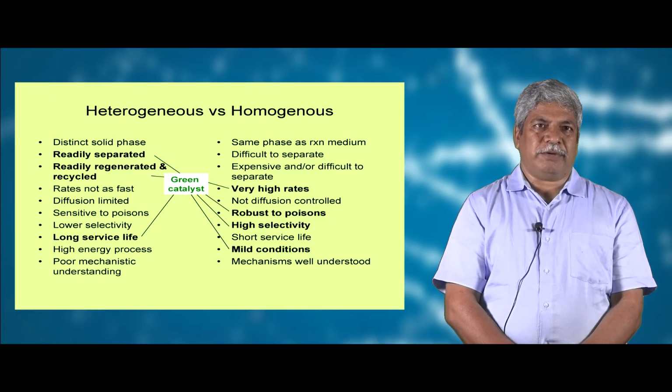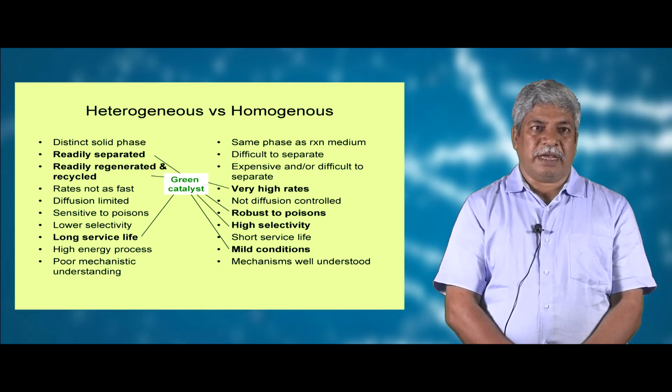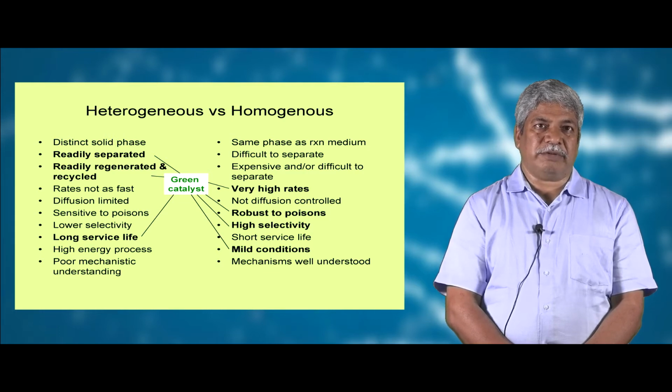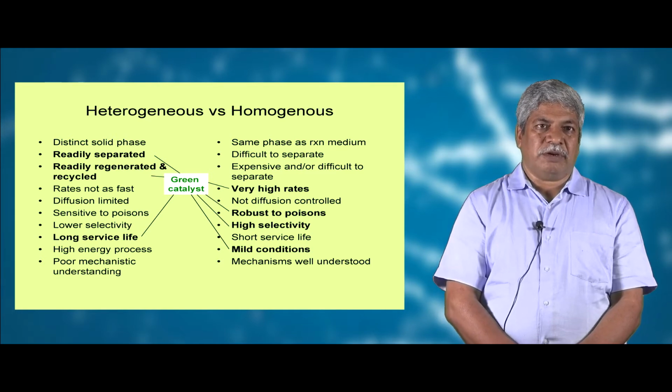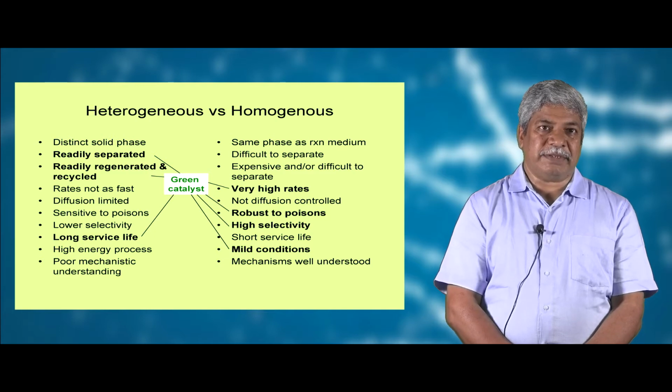With respect to the heterogeneous catalysis, they can be readily separated. So, that can be taken from the heterogeneous catalysis. Then they can be easily regenerated and recycled, and the catalysts have long service life. So, these three things we can take from the heterogeneous catalysis, and on the other hand, in the homogeneous catalysis, they have very high reaction rates, they are robust to poisons, they are highly selective, and mild condition is sufficient to carry out a reaction. So, these are all the favorable conditions to make the catalytic reaction very pleasing.